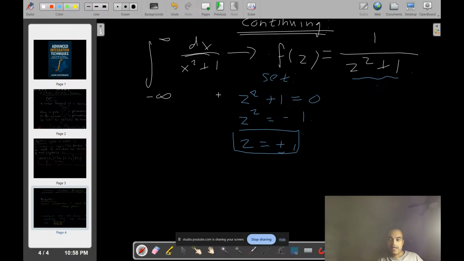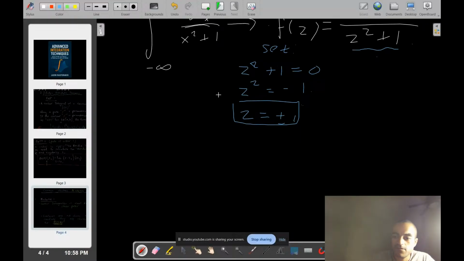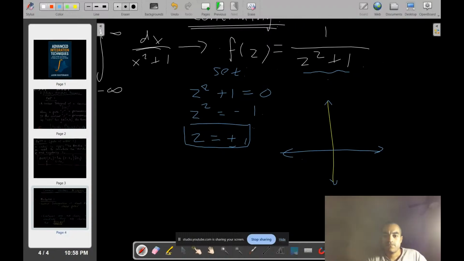It becomes so axiomatic that people see 1 over z squared plus a and say, okay, I'm using a semicircle. So let me draw my contour. You have something like this, and we're going to choose a semicircle. So again, from minus r to r.